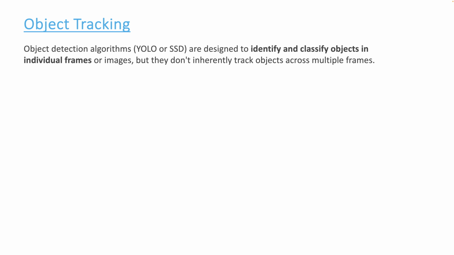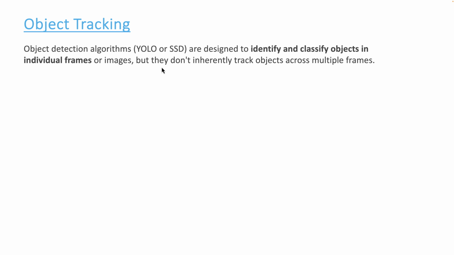In this chapter, we are going to talk about object tracking. So first of all, let's try to understand the crucial difference between object detection and object tracking. Object detection algorithms such as the YOLO algorithm or SSD algorithm are designed to identify and classify objects in individual frames of a given video or images, but they don't inherently track objects across multiple frames, which means that the detected objects in the frames of the given video are totally independent of each other for the algorithm.